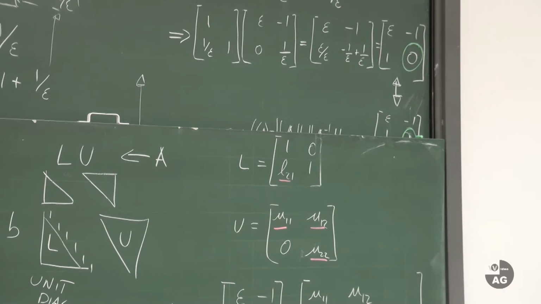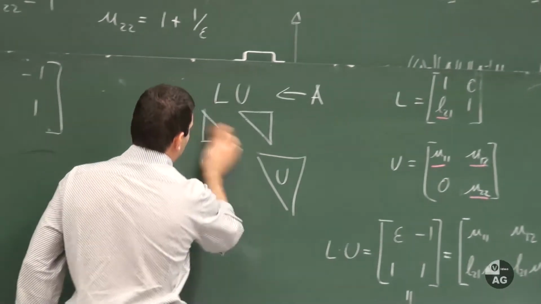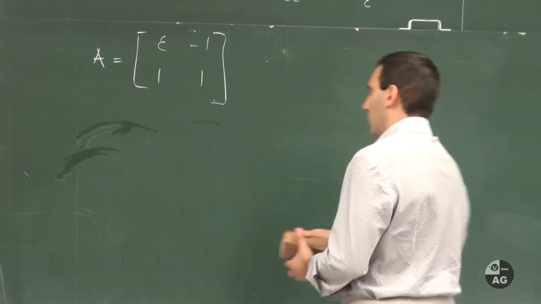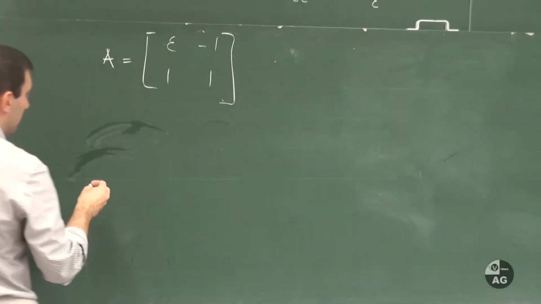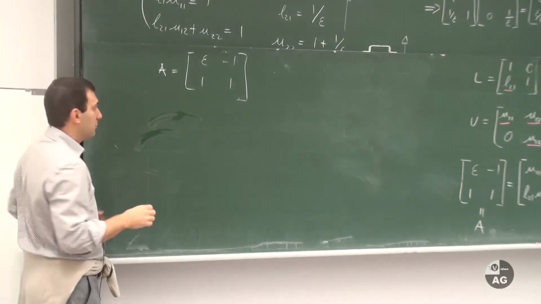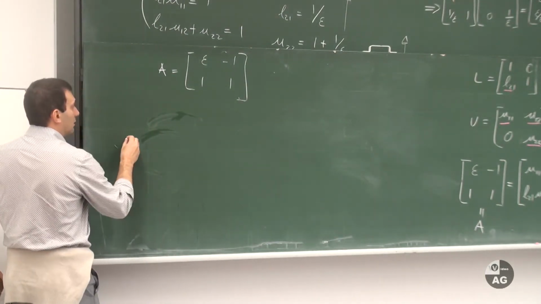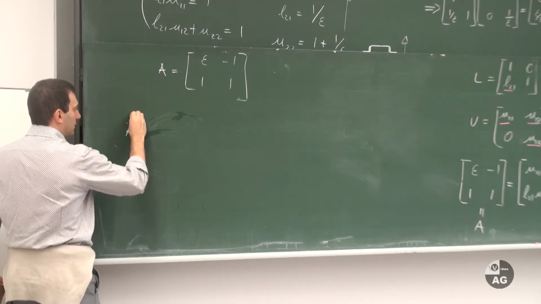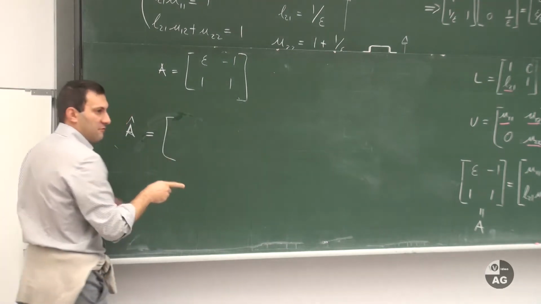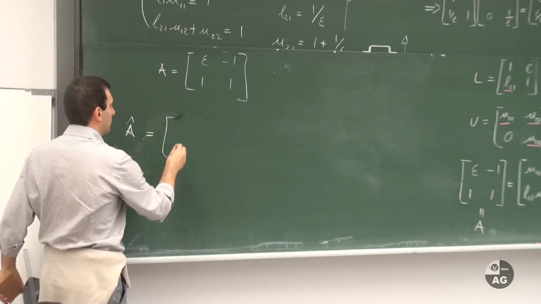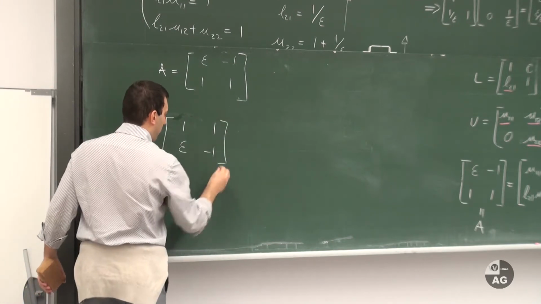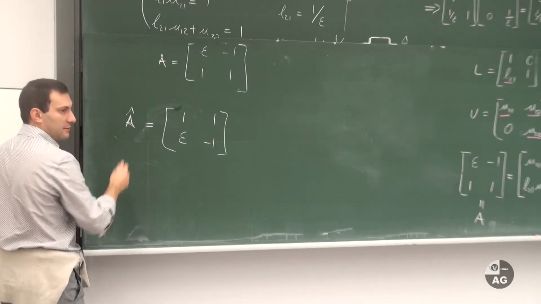The solution to this is called pivoting. But since I don't want to explain pivoting today, it's really not a linear algebra course, I just show you what happens if we take A and we flip the order of the rows. So now we have an A hat.